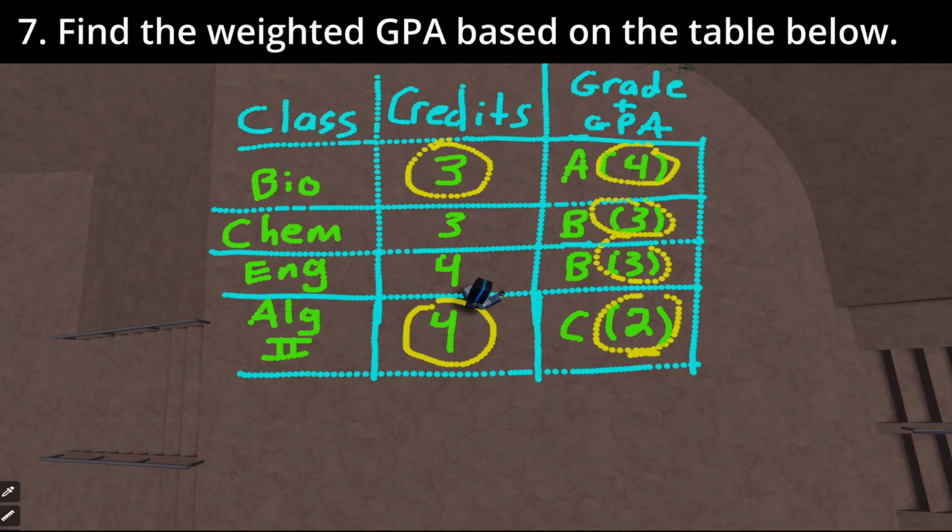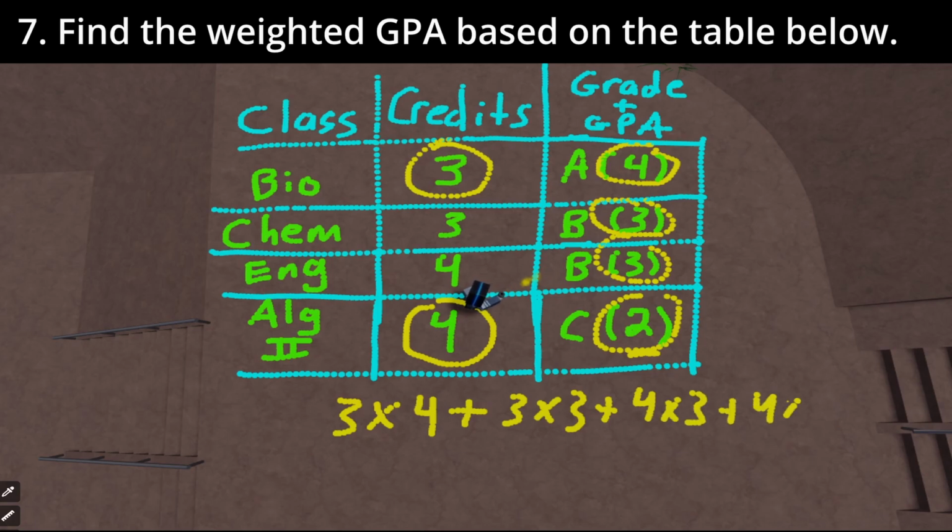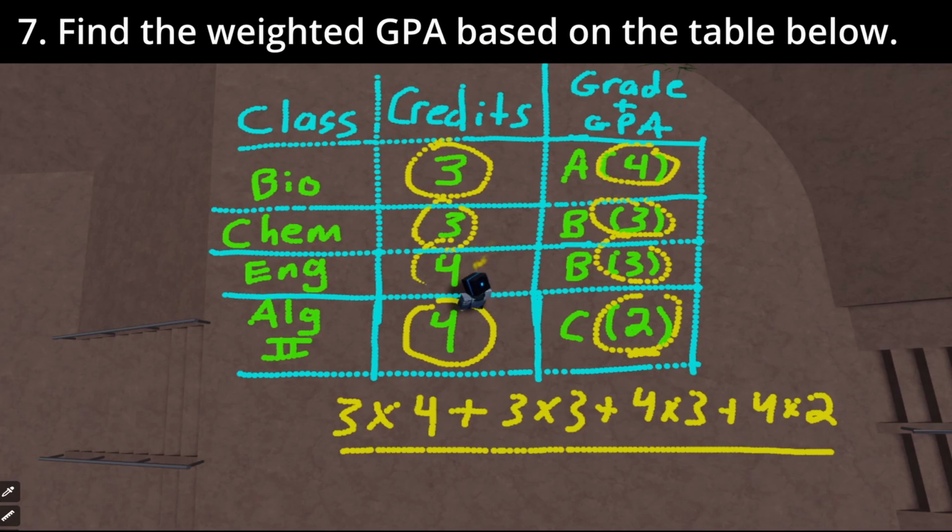For bio, we'll have 3 credits times a GPA of 4 because they got an A, plus for chemistry is 3 credits times a 3 GPA because they got a B, plus 4 times 3 for English, plus 4 times 2 for algebra 2. And then once we have the sum of all those weighted values, you divide by the weights, in which case the weights are the credits because we're weighing this by the credits. So these are all of our weights. So just add up all the credits. 3 plus 3 plus 4 plus 4.